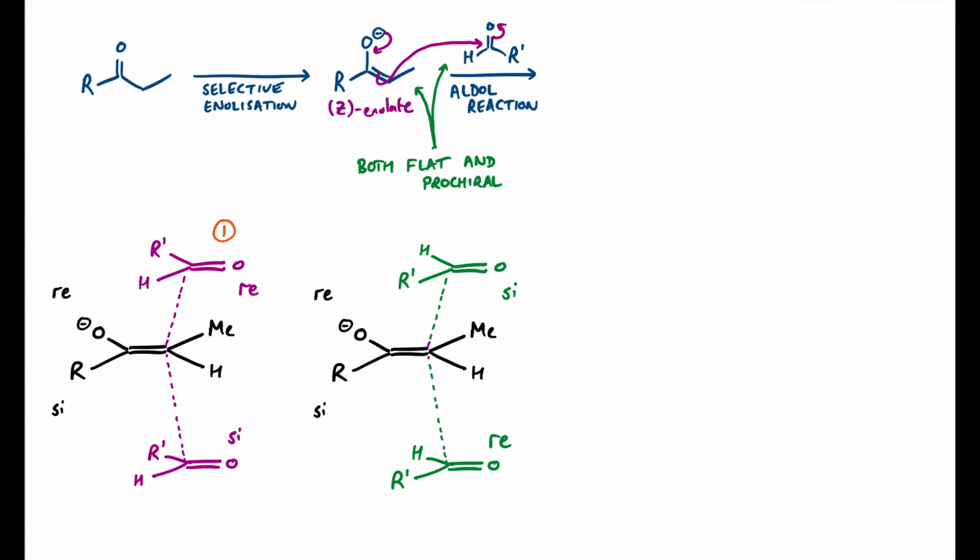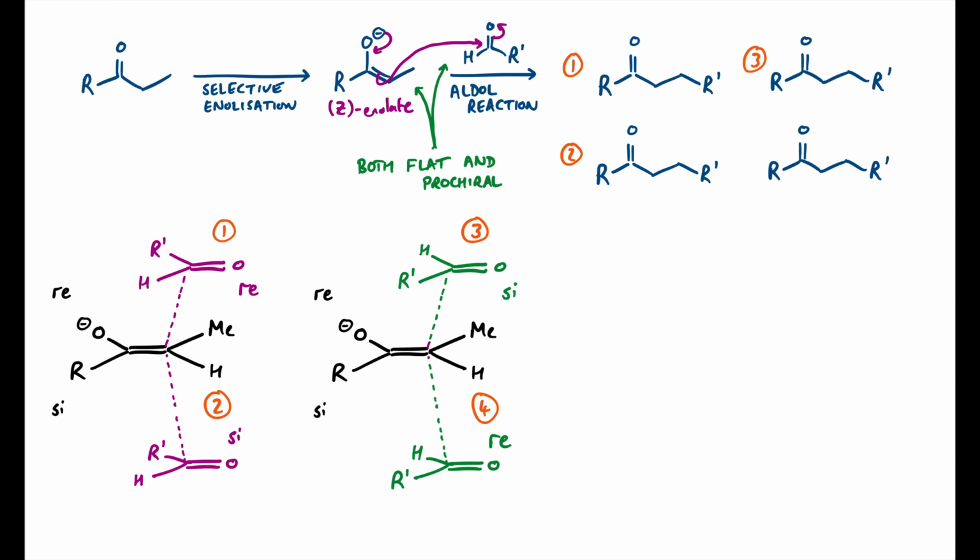Product 1 with the 2 re faces attacking. Product 2 is when the 2 si faces attack. Product 3 will be when the re face of the enolate attacks the si face of the aldehyde, and product 4 when the si face of the enolate attacks the re face of the aldehyde. So I can just add these to my scheme.